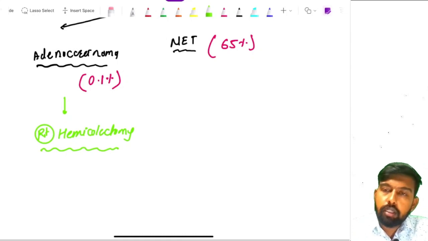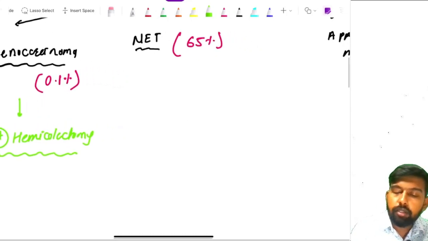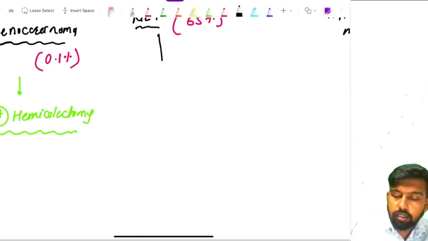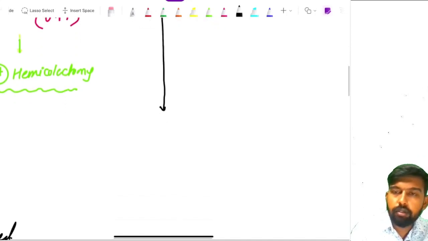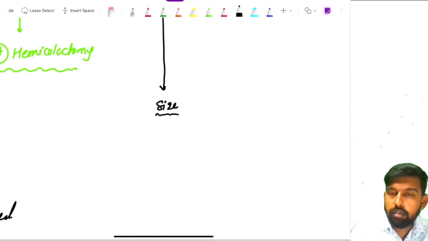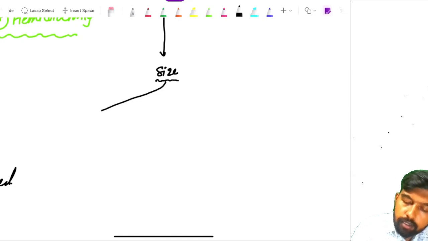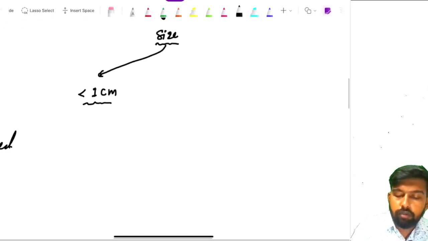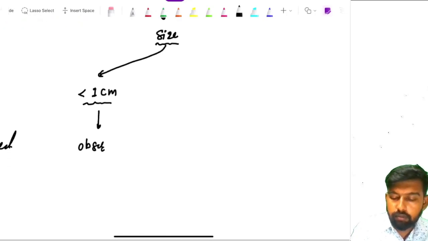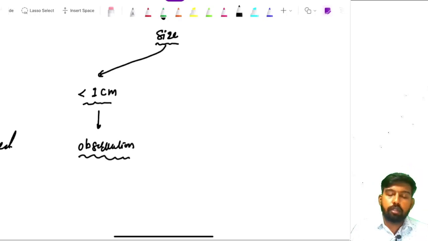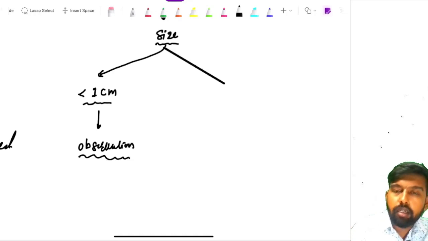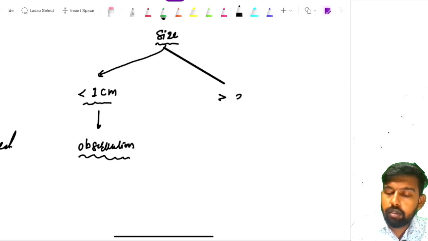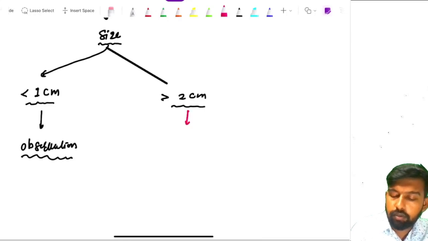But if the histopathological report is suggestive of a neuroendocrine tumor, then we should again look for the size of the tumor. What is the size of the tumor? If the size is less than 1 centimeter, then we just have to do observation, because appendectomy has already been done and we just have to wait and watch.